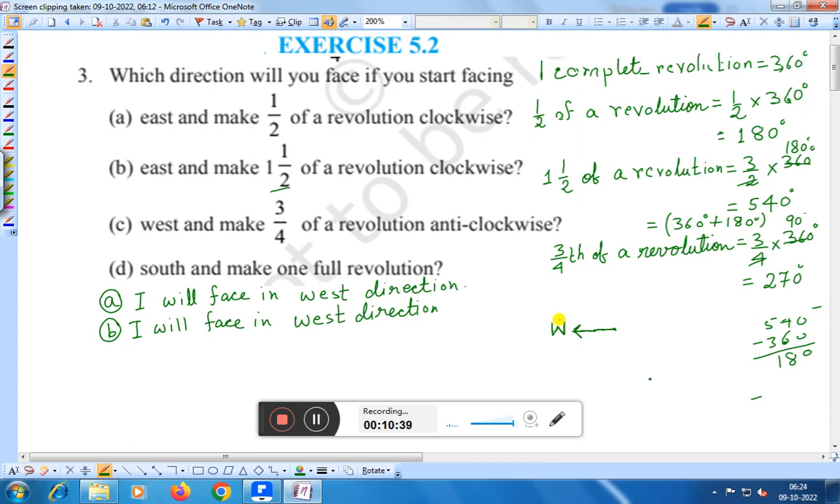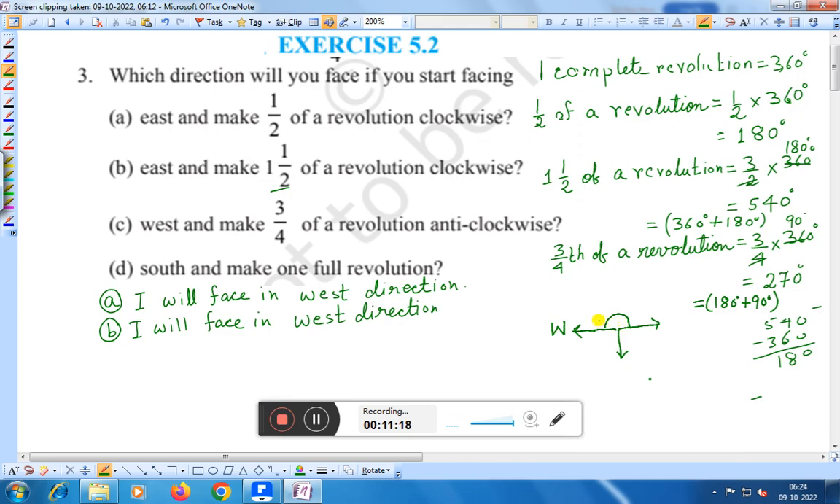Now, what is the meaning of 3/4 of a revolution? Here you find that 3/4 of a revolution is 270 degree. 270 degree means 180 plus 90, right? We can write 270 as 180 degree plus 90 degree. Now, if you face towards west, first you go 180 degree in this way, right? And again you go 90 degree.